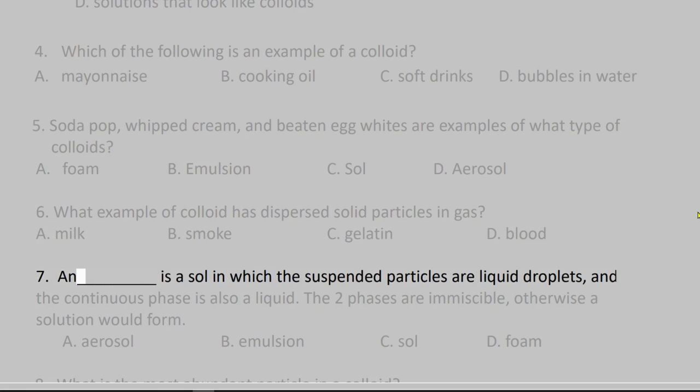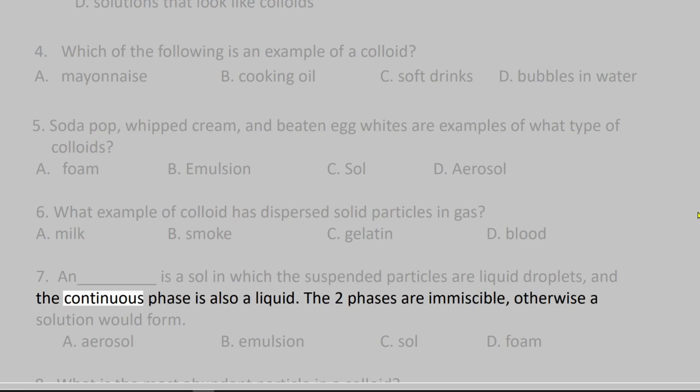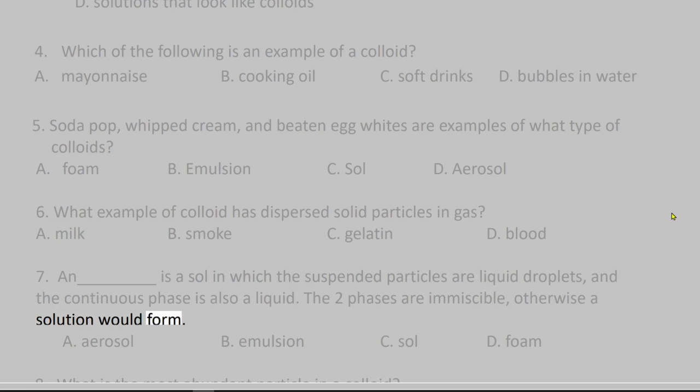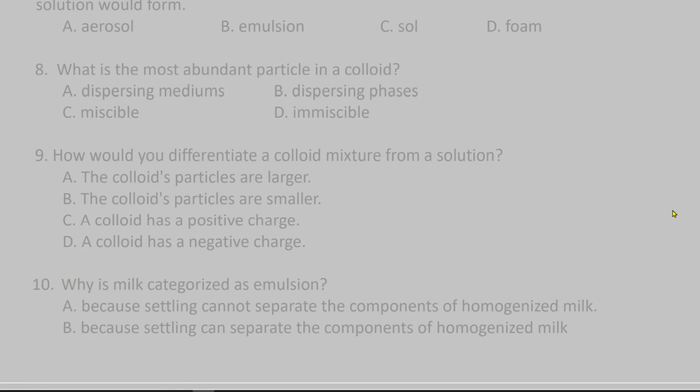7. An ___ is a sol in which the suspended particles are liquid droplets, and the continuous phase is also a liquid. The two phases are immiscible, otherwise a solution would form. A. Aerosol. B. Emulsion. C. Sol. D. Foam. 8. What is the most abundant particle in a colloid? A. Dispersing mediums. B. Dispersing phases. C. Miscible. D. Immiscible.